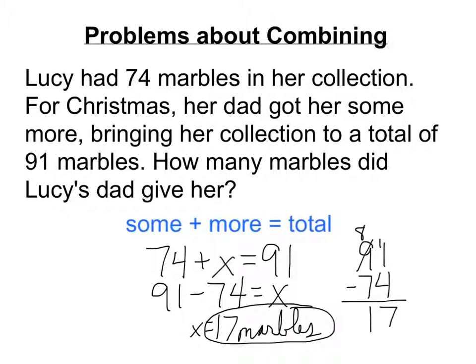The thing to keep in mind with these problems is sometimes the story problem will give you the sum and it will give you the more and ask you to solve for the total. If that's the case, then you really only have two steps. Write the equation and add.